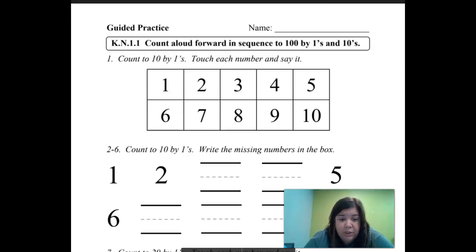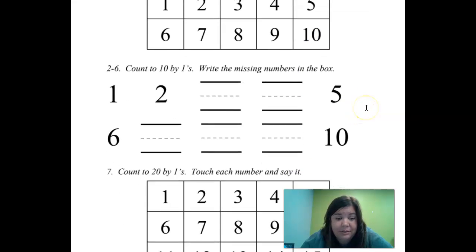Okay, so I'm going to go over it with my cursor. You can touch your screen. Touch your finger to the screen and touch the number and say it. Let's say it together. 1, 2, 3, 4, 5, 6, 7, 8, 9, 10. That's counting by ones. Good job.